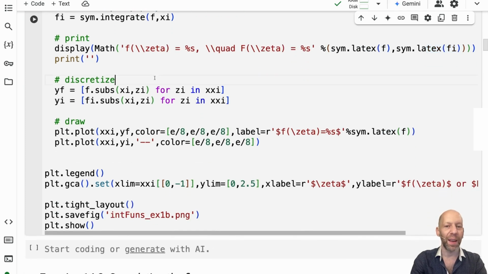And here I am evaluating the function and its integral into a list using list comprehension. Now, if you wanted to solve this exercise by lambdifying this function and then evaluating that lambda function, that's also great. That's fine. I chose to use list comprehension here for two reasons.